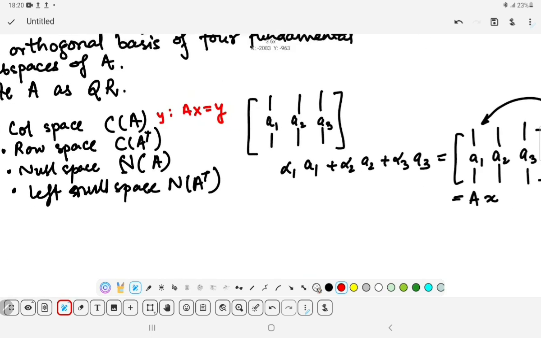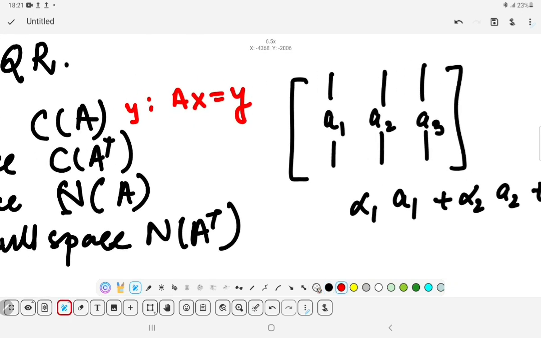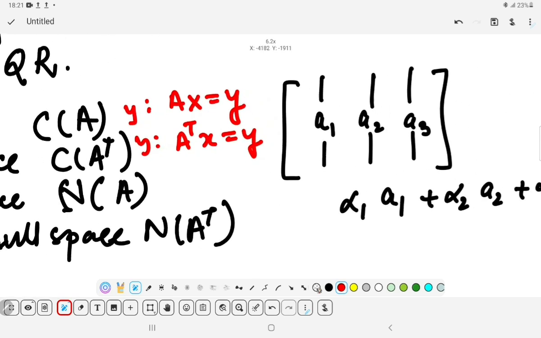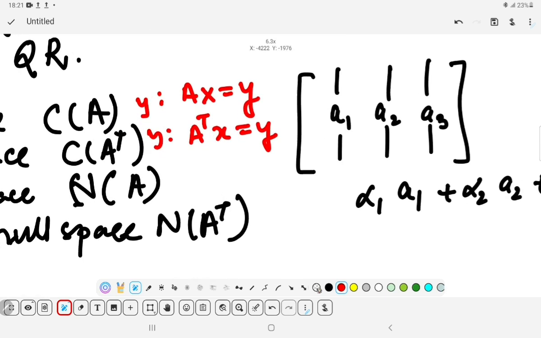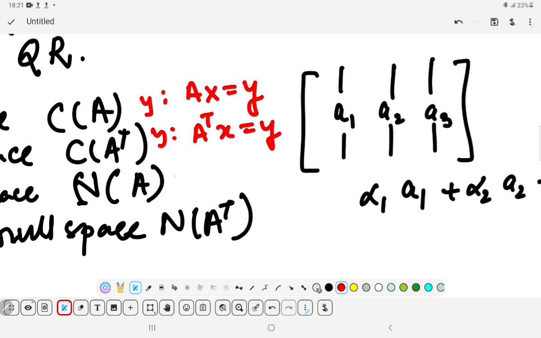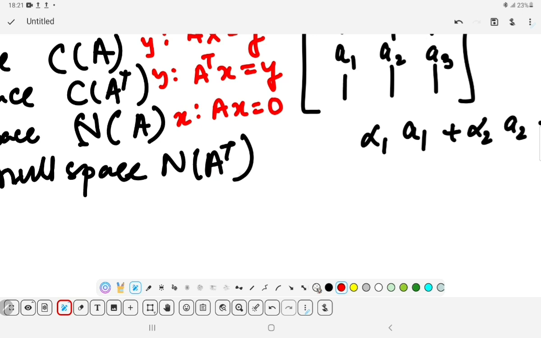Now similarly for A transpose, I can write the similar analogy, that I will take the columns of A transpose and do that, so that I can write it as Y such that A transpose X equals Y. Now null space is all those X for which AX is 0. Null space of A is all those X such that AX gives 0, and null space of A transpose can be written as, instead of A we need to write A transpose, such that X transpose A equals 0.